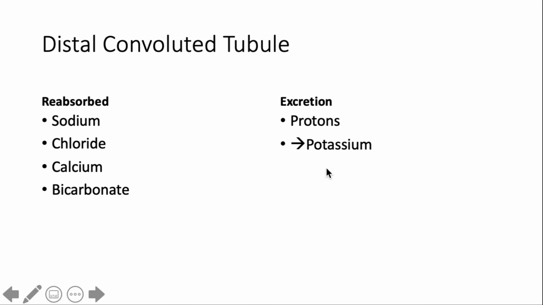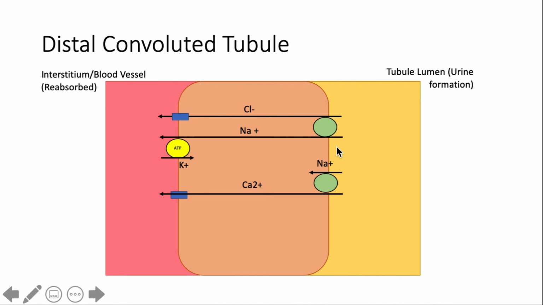For the distal convoluted tubule, here we're reabsorbing some of those same ions, but we're also reabsorbing bicarbonate. It's not nearly as much as in the proximal tubule, but we still don't want any to escape in the urine, so we have to do it in most of the segments of the nephron. We're also trying to excrete protons and potassium if we have too much. So here you're starting with this sodium chloride pump, a sodium potassium pump, and then calcium that's being reabsorbed along with that sodium. Here's where those electrolytes end up.